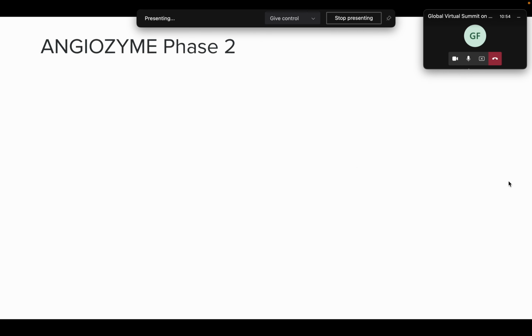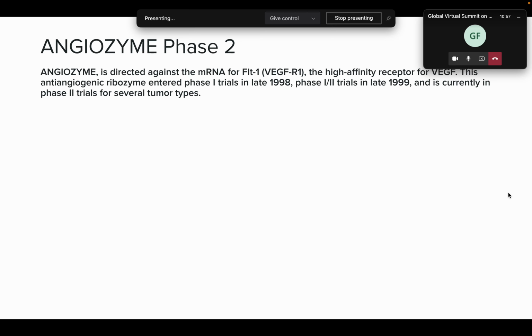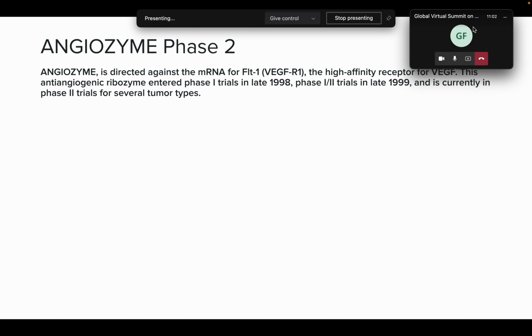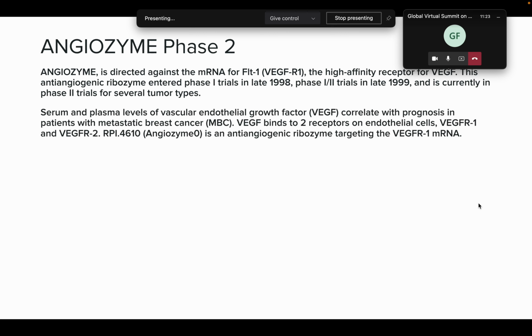The angiozyme was directed at VEGF-R1, so vascular endothelial growth factor receptor 1, and it had high affinity for the receptor. So this is an anti-angiogenic ribozyme that entered phase 1 trials in late 1998 and phase 2 trials in late 1999, and was put through phase 2 trials in several tumor types. So the serum and plasma levels of VEGF correlated with the prognosis in patients with metastatic breast cancer.